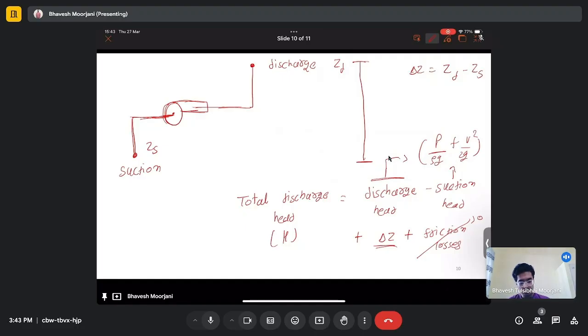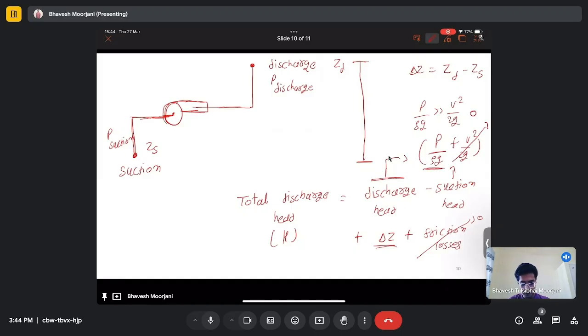Generally velocity heads are also neglected, since the pressure head value is much larger than the velocity head, right? So to compute the discharge and suction head, we will need to know the pressure at suction and the pressure at discharge. Once we know this, we can convert it into the pressure head value by dividing it by rho g.